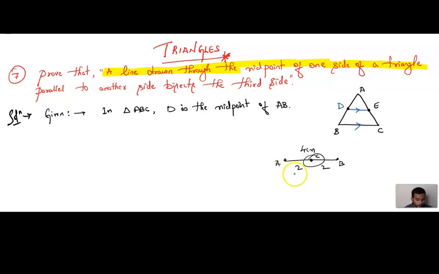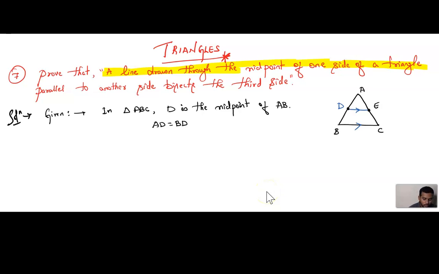C is midpoint. It means what? From A to C, how much is the length? Even B to C, the length will be the same. Now we can say here AD is equal to DB or BD. Can we say AD and BD both are equal? Why? Because D is midpoint. Are you getting, children? Understood? Now we can say that AD is equal to BD.